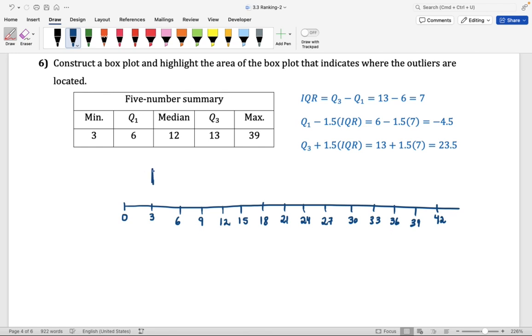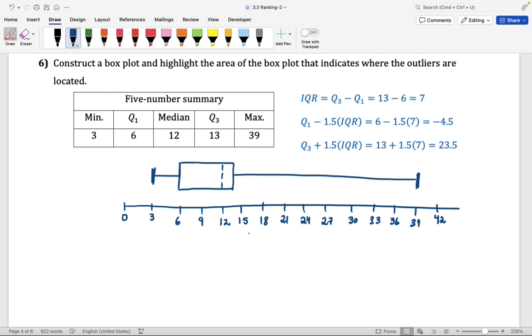Now let's go ahead and construct the box. The minimum is at 3. The maximum is at 39. Q1 is at 6. Q3 is at 13. And the median is at 12. Go ahead and create the box going from Q1 to Q3, and then draw a line going from the minimum to the box, and then from the maximum to the box.